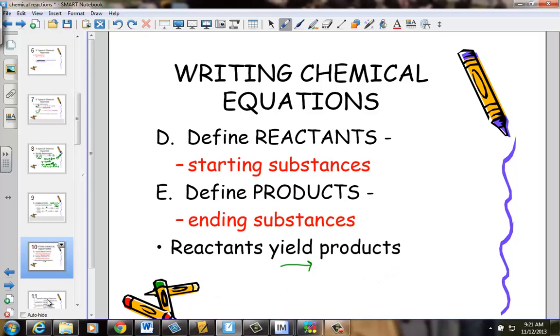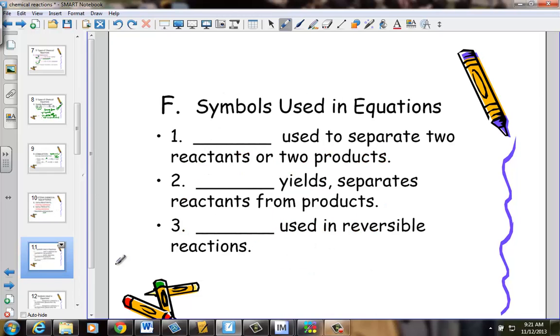We're also learning through our journey that there are additional symbols that chemists will put into the equations, additional adjectives to give our sentence more meaning. Number 1 says, what is the symbol used to separate 2 reactants or 2 products? Well, that symbol is simply a plus sign. If A and B are reacting to form compound AB, we have a plus sign that separates the 2 reactants. We also see a plus sign separating products. So the plus sign is used to separate out your ingredients.